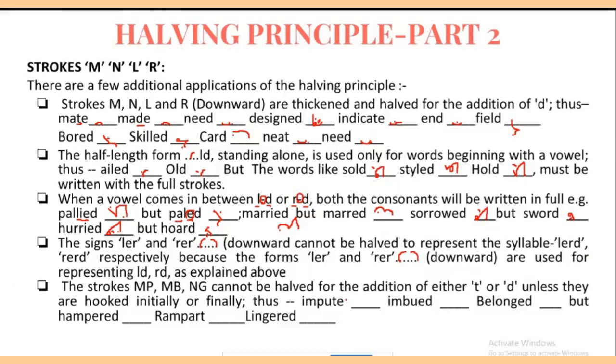The strokes MP, MB, and ing cannot be halved for the addition of either T or D unless they are hooked initially or finally. There should be an initial or final hook to have MP, MB, ing. All are dark strokes. M is dark for the addition of P. M is also dark for the addition of B. And ing itself is dark.